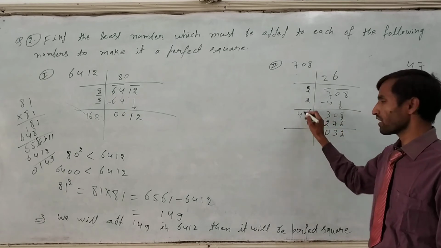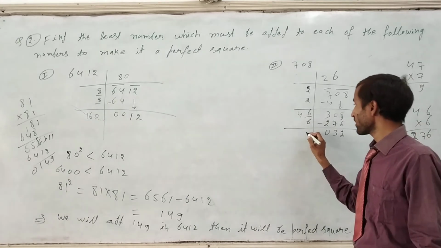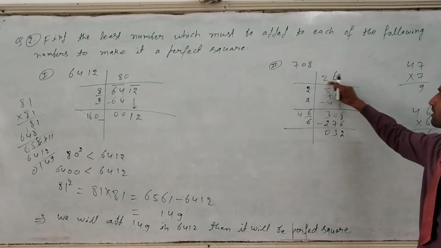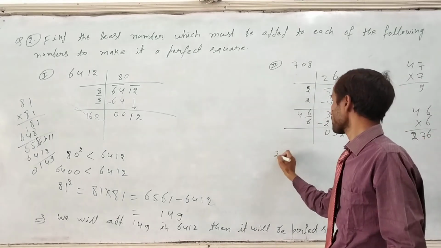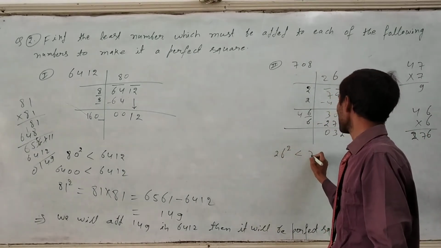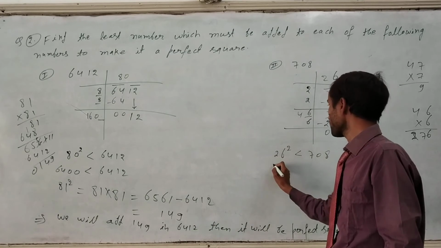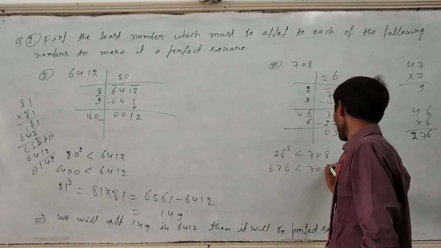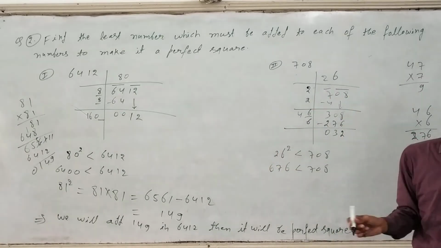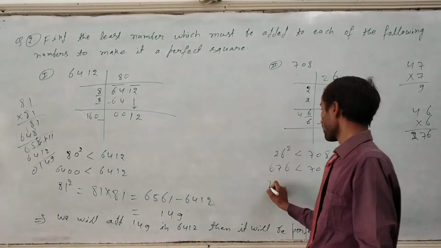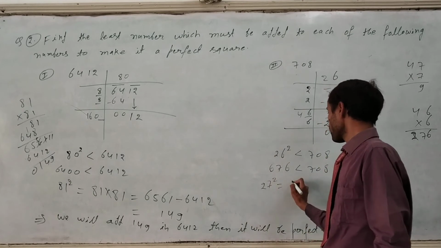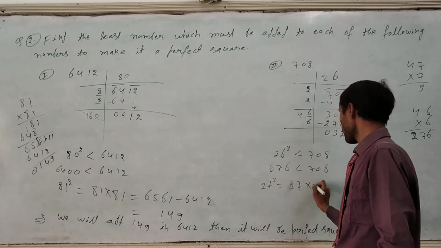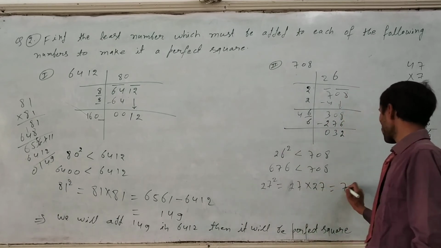And if you add, no need to worry, no need to add directly. After that just find the square of this number. So 26 square is less than 0708, means it will come 676. It is less than 708, means after 26 the next integer is 27. So the square of 27 means 27 into 27. So first you find 27 into 27, it will come 729.